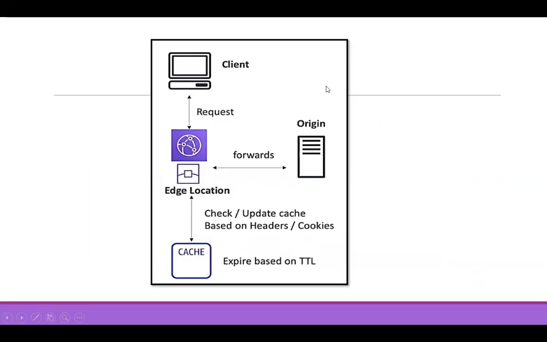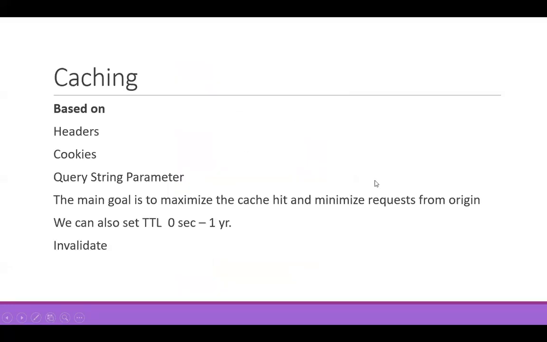So basically, this is a basic overview of CloudFront. Whenever the client requests, rather than sending the request to the origin, the request is serviced from CloudFront. So this edge location checks and updates the cache based upon the headers and cookies, and it expires based upon the TTL, the total time that we have defined for how long our data will be cached. This is what we are going to define in the policies.